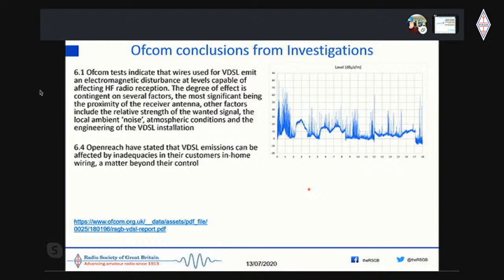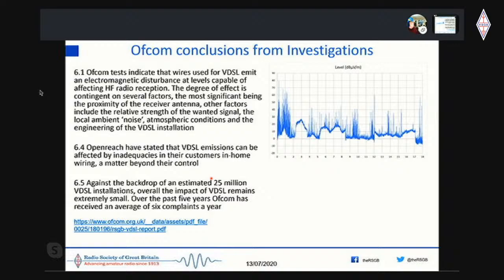They said that, yep, there was an electromagnetic disturbance, definitely. They'd measured it, they'd seen it, we were right all along. But other things affect reception, like atmospherics and how strong the signal is, and therefore the fact that VDSL caused a bit more of a problem wasn't a real worry. And anyway, you had to remember that there were 25 million people using VDSL for data.